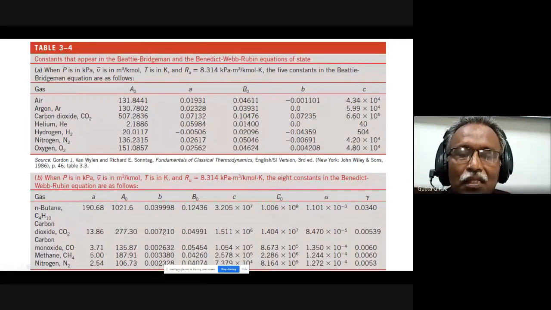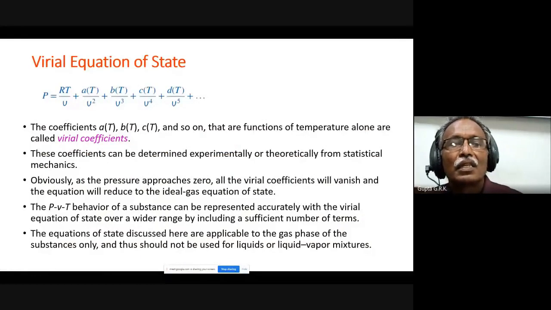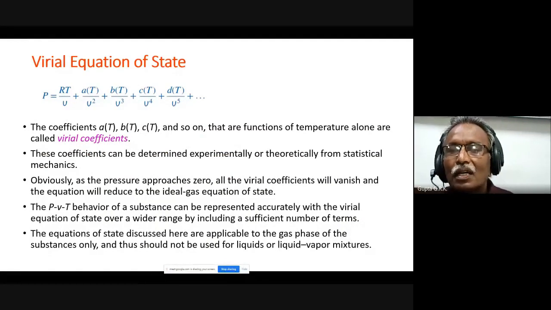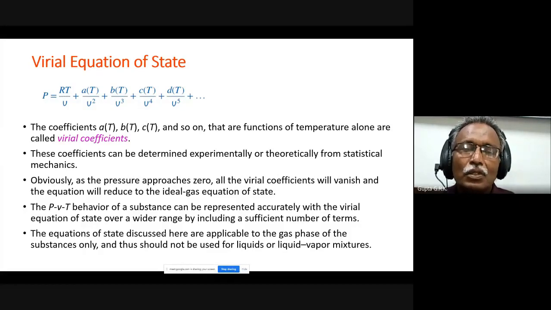Okay, like that they are tabulated. And there is another equation called the virial equation of state. So this is an infinite series. The coefficients A of t, B of t, C of t, and so on, are functions of temperature alone and are called virial coefficients. These coefficients can be determined experimentally or theoretically from statistical mechanics.